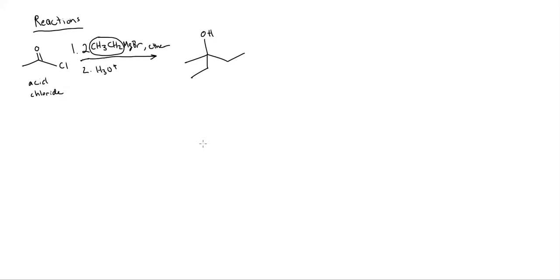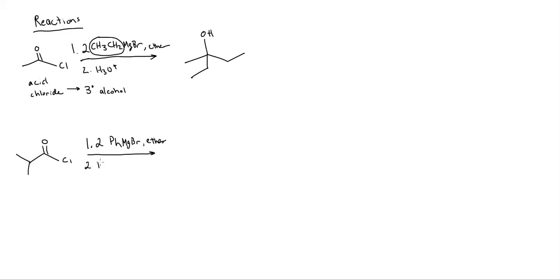All right. So you'll see that this is a 3 degree. So acid chloride becomes a 3 degree alcohol. All right. Acid chlorides become a 3 degree alcohol. Let's look at a different acid chloride. Let's look at this one. And then as a first step, we'll throw in 2 equivalents of phenyl magnesium bromide in ether.